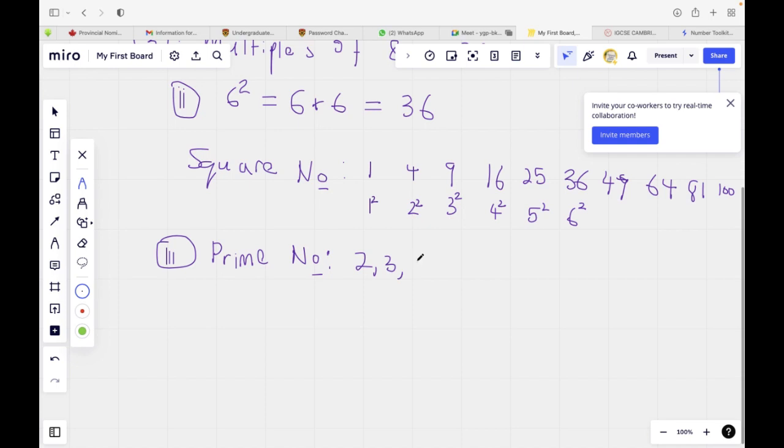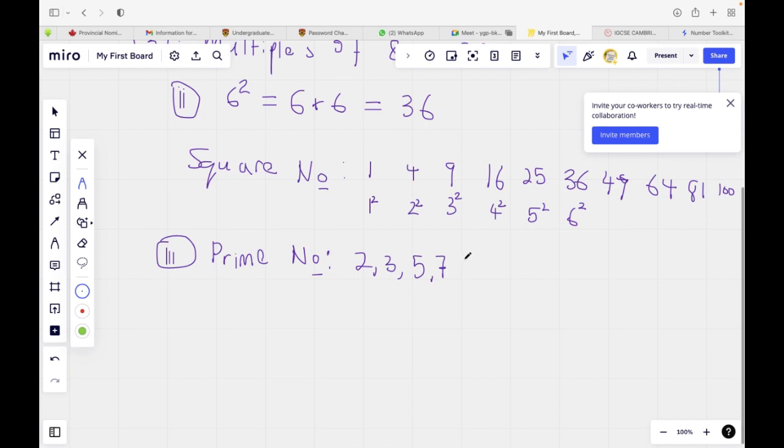5 is a prime number. Why? Because the only 2 factors 5 has is 1 and itself. 1 and itself are the only 2 numbers that can divide 5. Okay, so the next one, 6 is not. 7 is a prime number. 7 can only be divided by itself and 1. 8 is not. 9 is not. 9 is not a prime number.